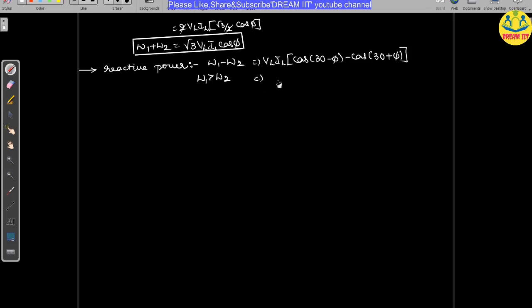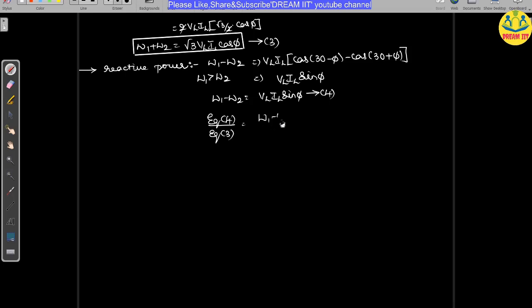Whenever you get this answer, finally you are going to get VL IL sin phi only. So if you want to get the reactive power, you have to subtract, and you get VL IL sin phi. Let us number these: this is equation number 3 and this is equation number 4. If you want to get the tan phi value, let us divide equation 4 by equation 3.